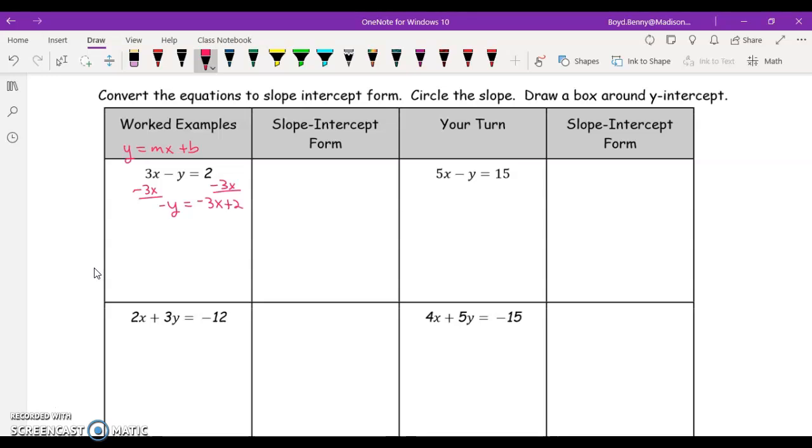Now to make that y a positive y, I'm going to divide by -1, and if I divide by -1, I've got to divide every term by -1. That's going to give me y equals 3x minus 2. So here my slope would be 3, and my y-intercept would be -2. So y equals 3x minus 2.